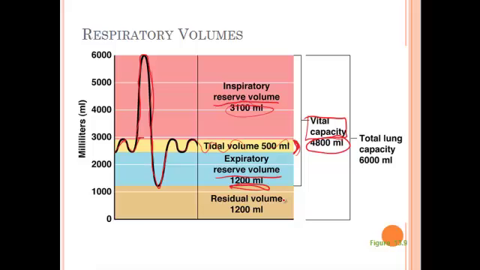As you breathe in, say you have this little machine that you can breathe into and see how much volume you can move in and out as you breathe. Anyway, we call this the vital capacity. This is basically the capacity of your lungs, the usable capacity of your lungs.